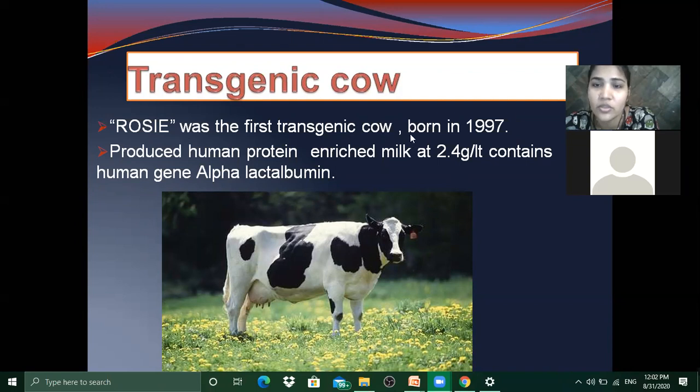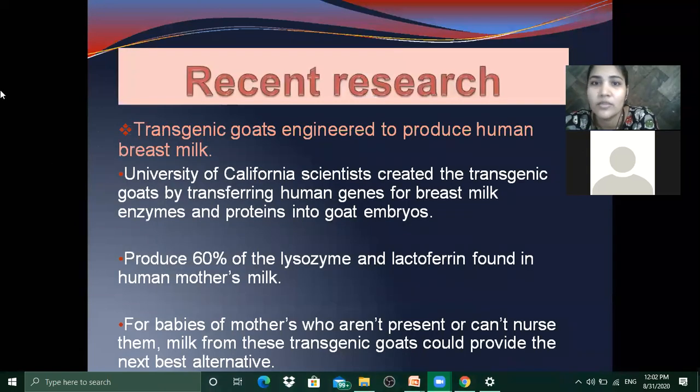Then transgenic cow. Rosie was the first transgenic cow born in 1997 and produced human protein enriched milk at 2.4 gram per liter, containing the human gene alpha-lactalbumin. Okay, so this is how you can genetically modify a cow as well.